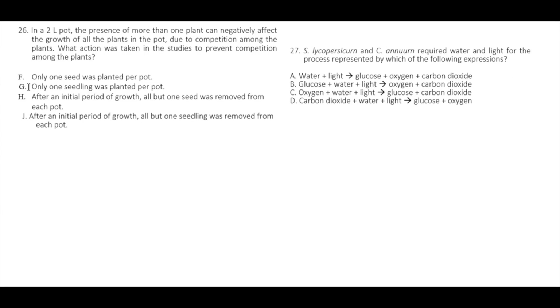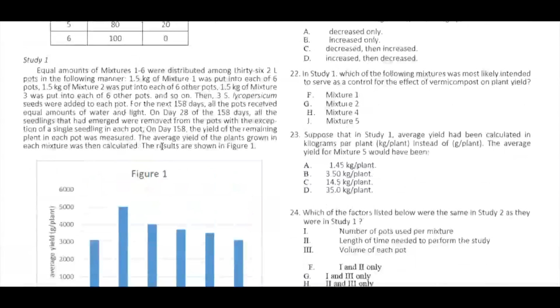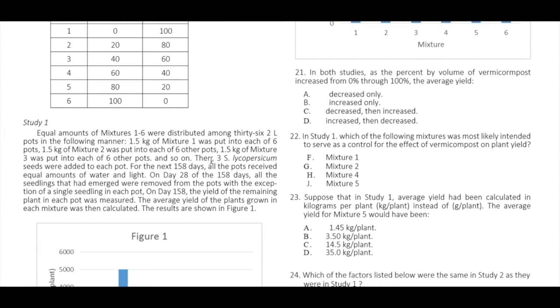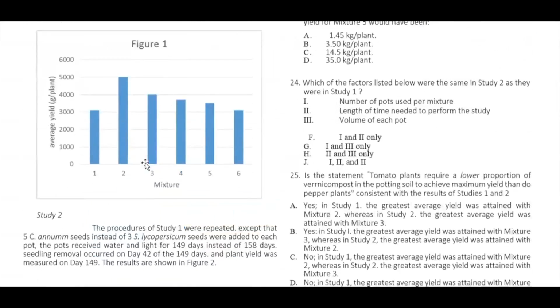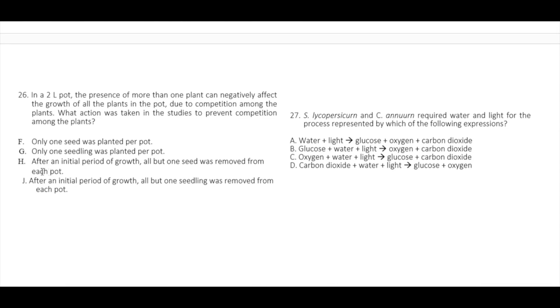And no, it's not F or G because many seedlings were planted per pot. Let's scroll up and see. Yeah, 3 seeds were added to each pot. Okay, so it's definitely not F and G. It might be H or J because after an initial period of growth, something happened. It wasn't all but one seed was removed because it says seedling was removed. So we know that the correct answer is J.